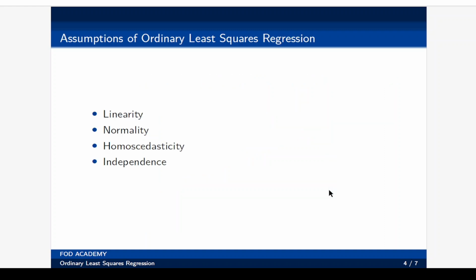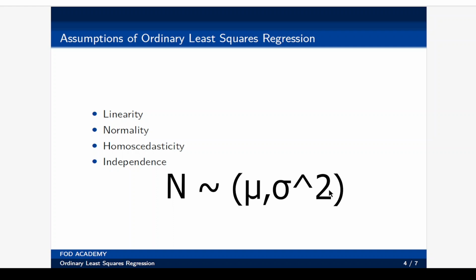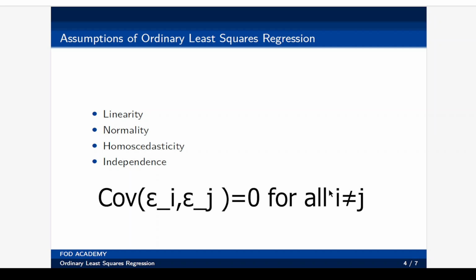Assumptions of OLS regression. Linearity. OLS assumes that the relationship between the independent variables and the dependent variable is linear. This means that there is a straight line trend in your data. Normality. For hypothesis testing and constructing confidence intervals, OLS assumes that the residuals are normally distributed. Homoscedasticity. The residuals have constant variance across all levels of the independent variables. Independence. OLS assumes that the residuals are independent. The differences between the actual and predicted values should not be related to each other. They should be independent observations.